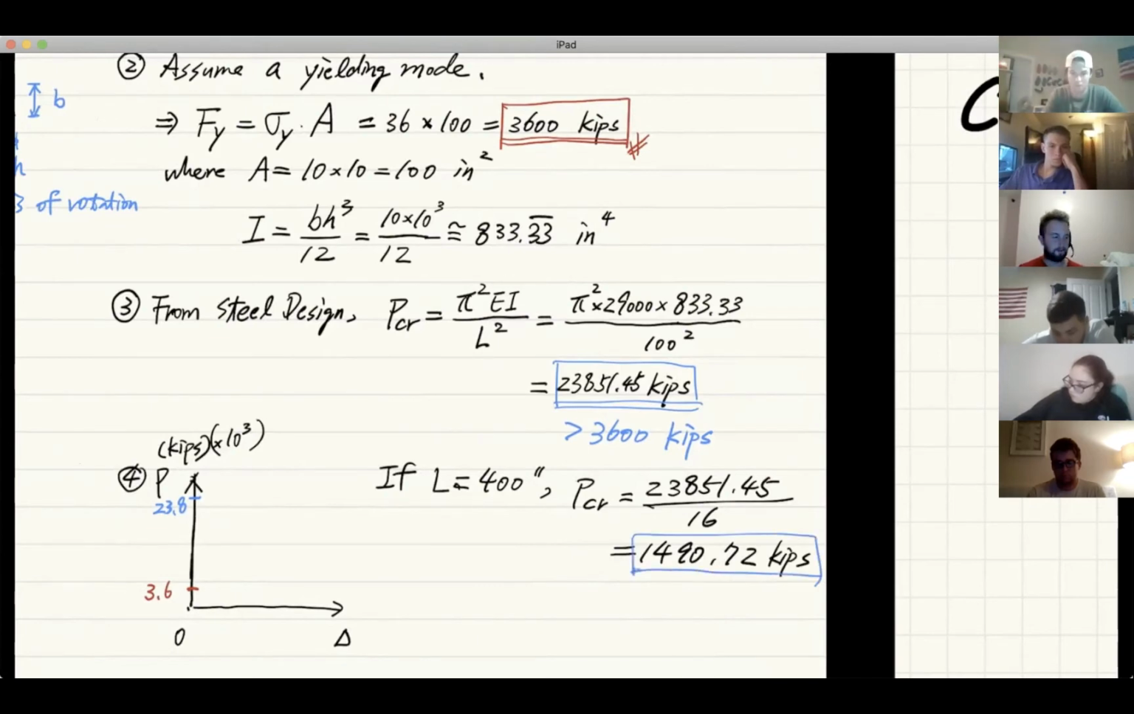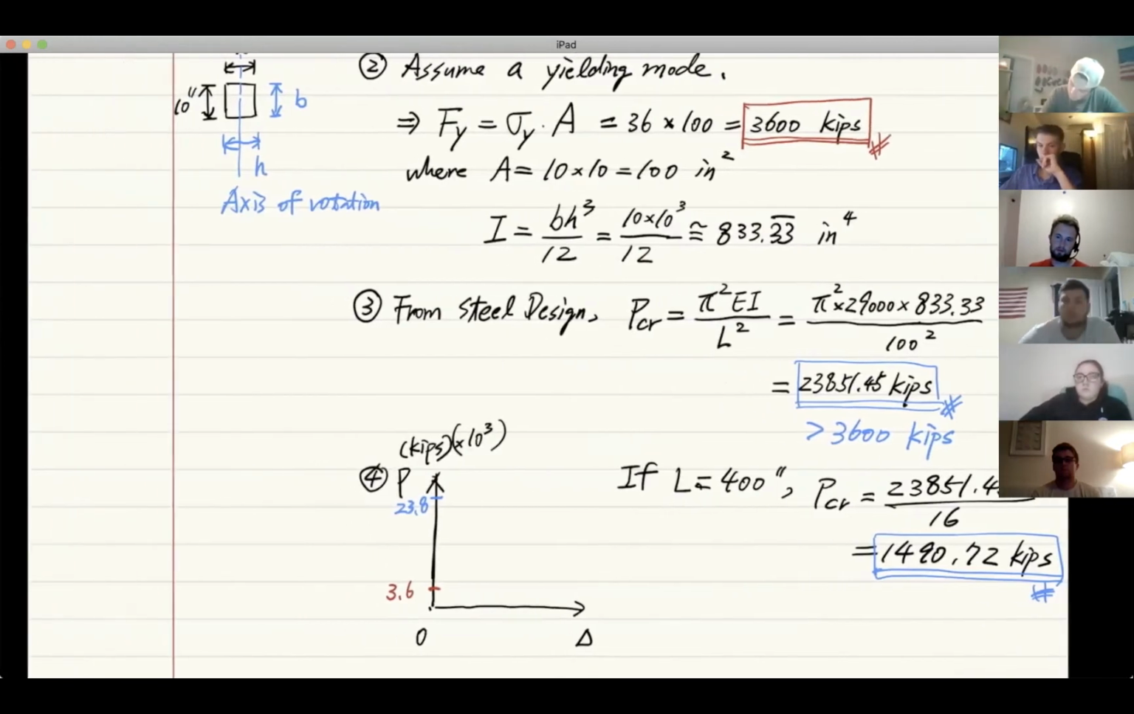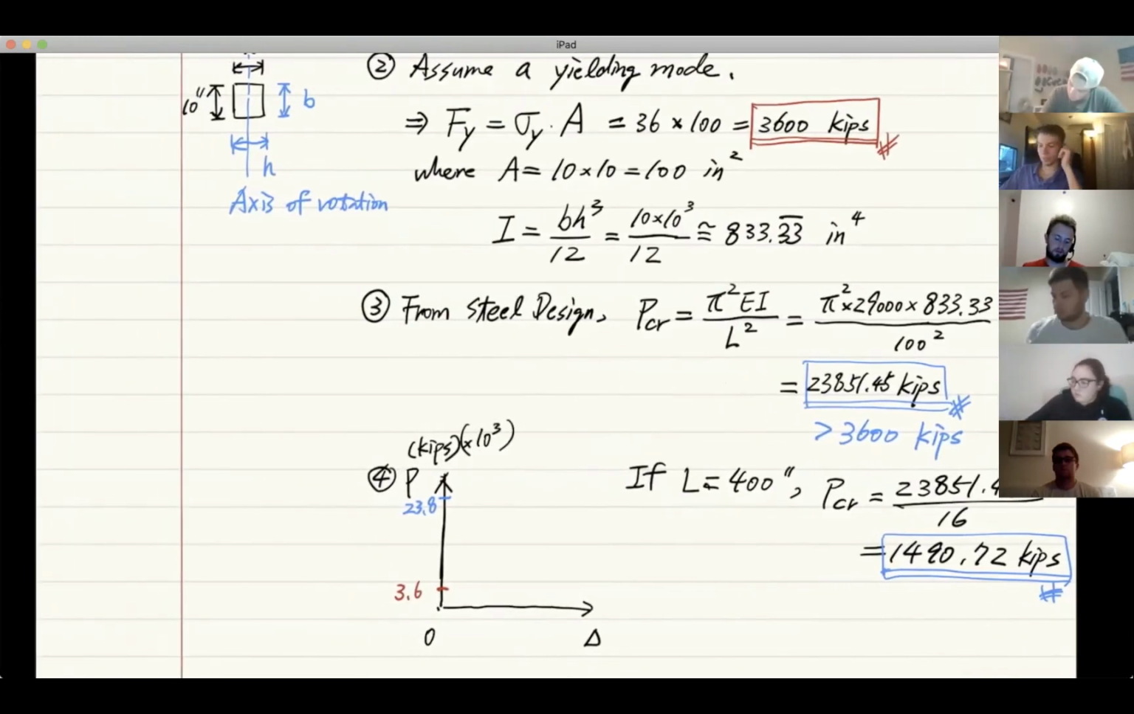So in this case, if we increase the height or increase the span of the column, the critical load, or the buckling load in this case, will be reduced drastically. That means if you use a 100-inch column, this corresponds to 100 inch, and the other value is somewhere here, which is 1.5. And that corresponds to a 400-inch column.